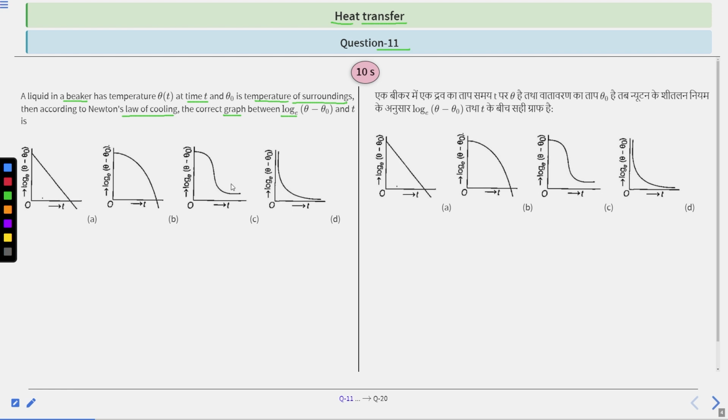So which one is correct based on the graph between log e of theta minus theta naught and T? Choose any one correct graph. You have 10 seconds to solve this question. After 10 seconds, we will provide the solution of this question. Let's find a solution.